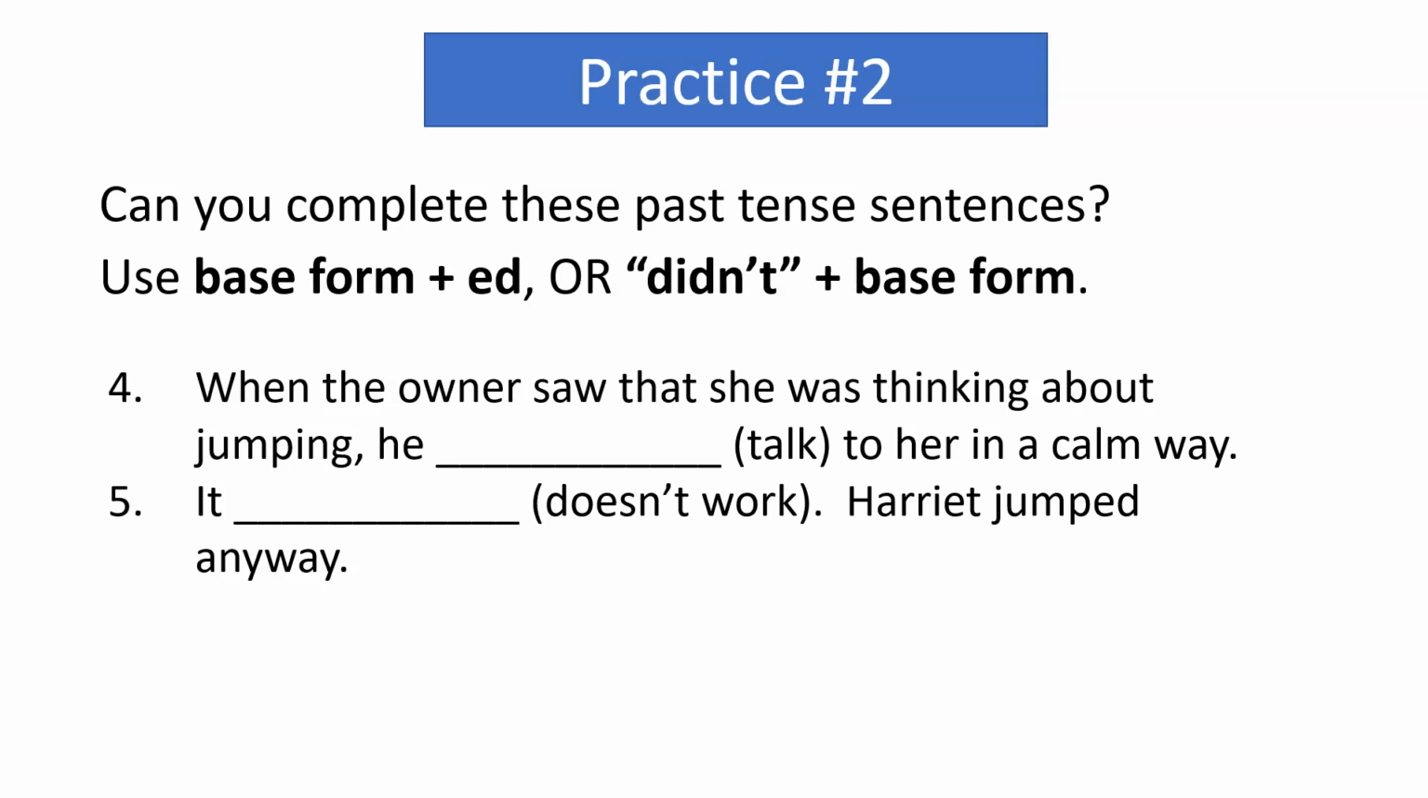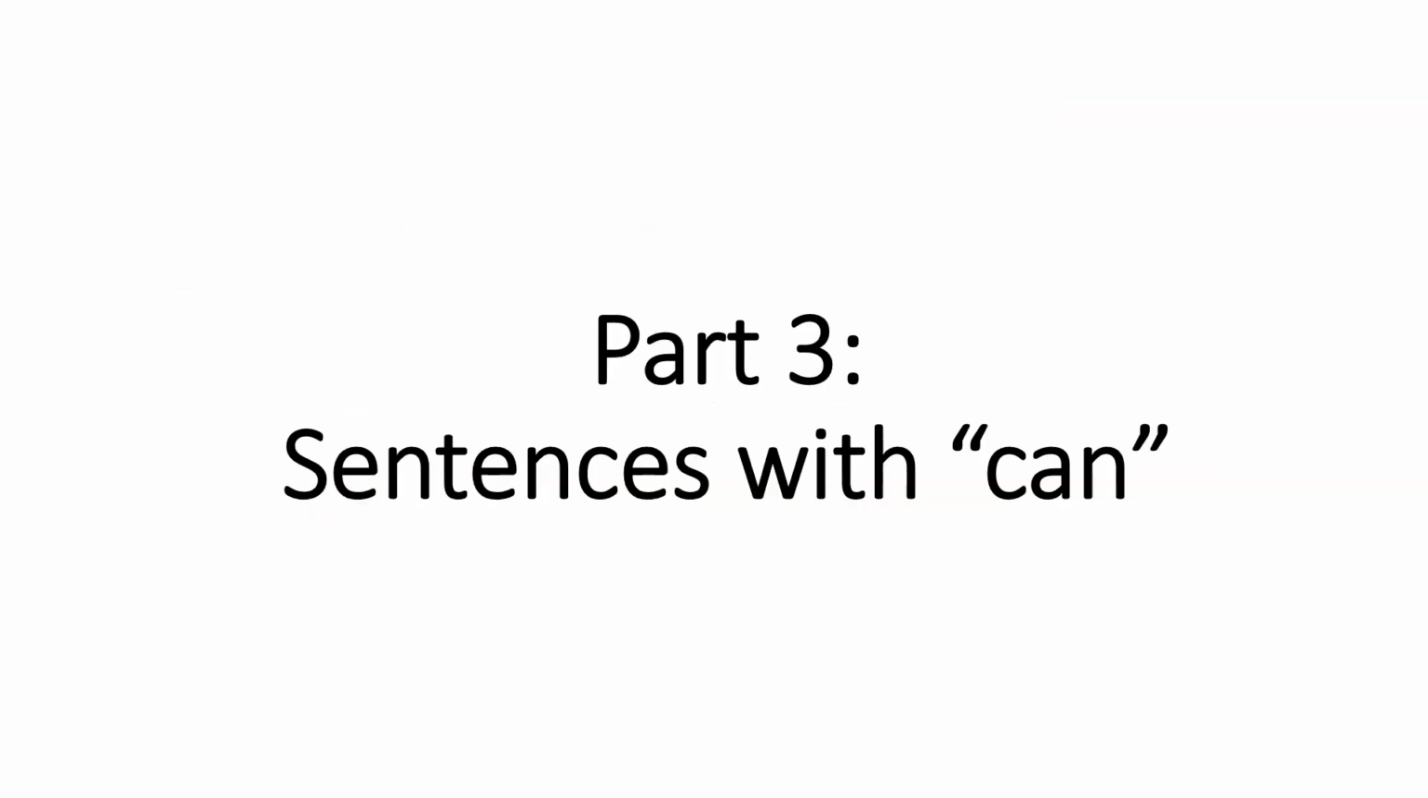Pause the video to finish these last ones. Ready for the answers? When the owner saw that she was thinking about jumping, he talked to her in a calm way, and it didn't work. Harriet jumped anyway. Okay, the last part of this lesson is sentences with can.